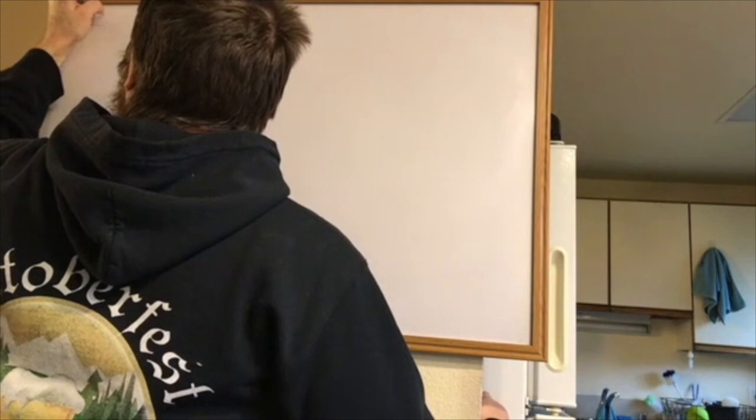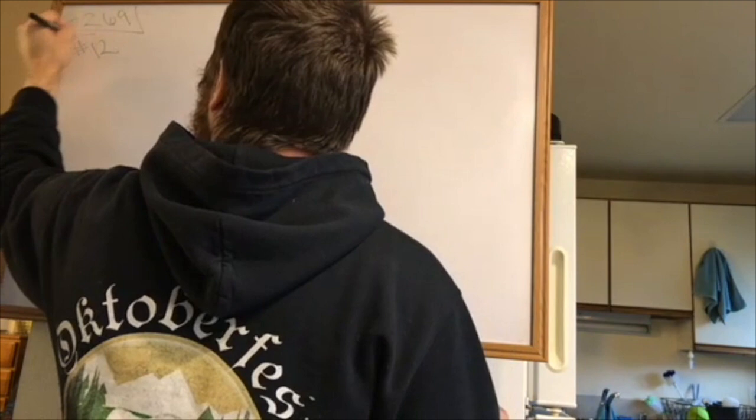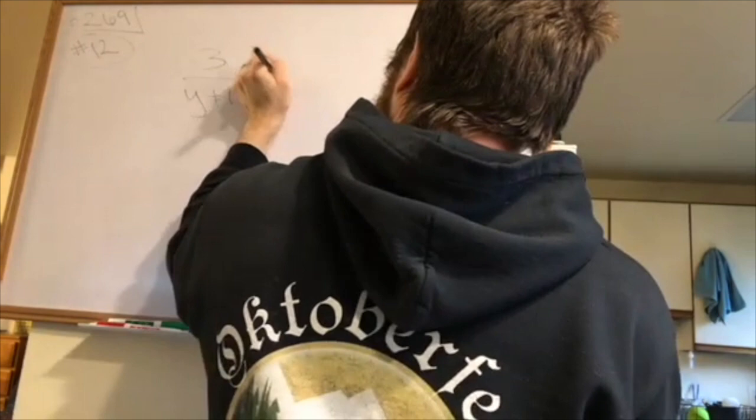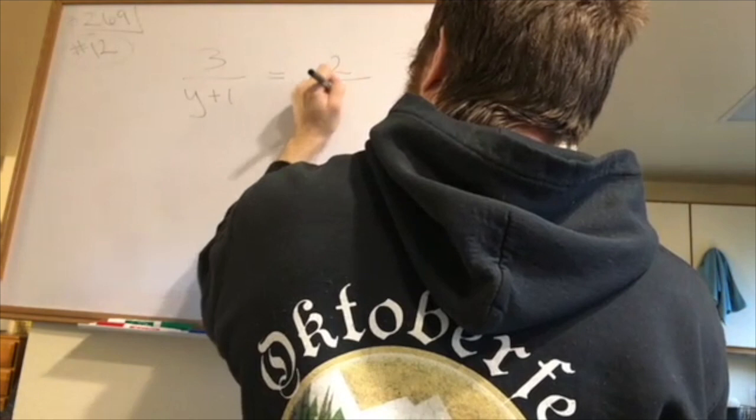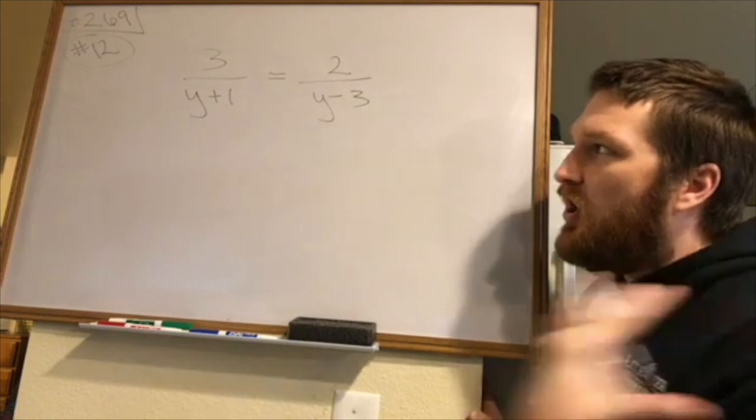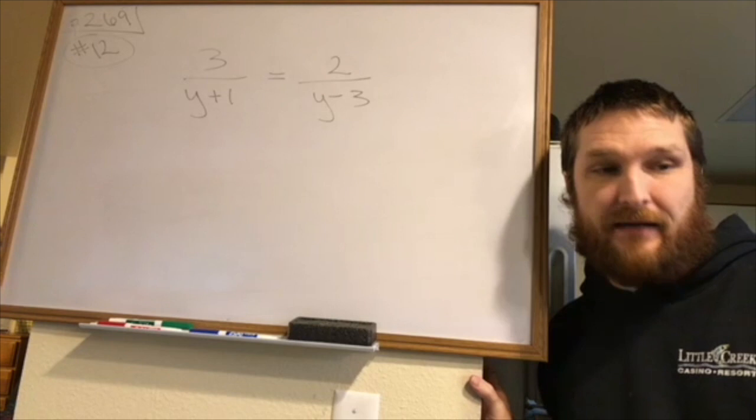So, here we go. We're going to do some examples. This is number 12 from page 269. And we have 3 over y plus 1 equals 2 over y minus 3. Okay, let's just talk this out. We have an equation. Oh, and of course, we're solving for y. That should be understood. Solve this for y.